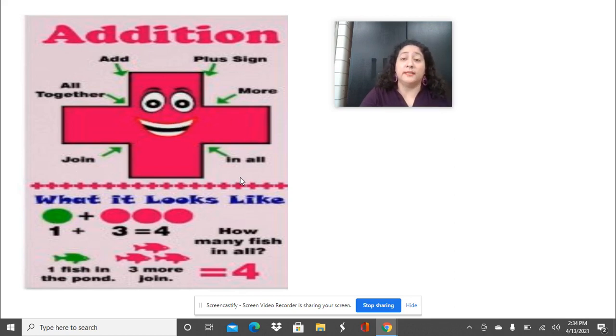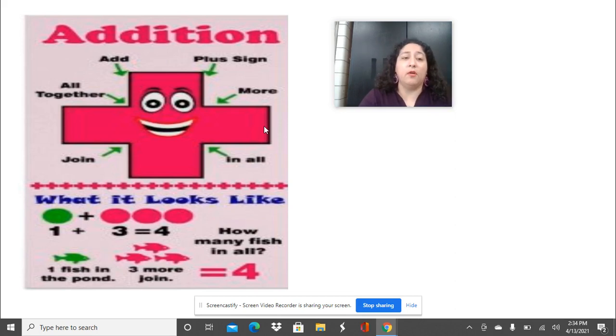Another word that tells you that you're going to be adding is the word "in all." So I have 3 pencils and then my teacher gives me 2 more. How many pencils do I have in all? When you hear "in all," that means you're going to count everything together and that's going to give you your answer. So 3 and 2, 1, 2, 3, 4, 5. I have 5 pencils in all.